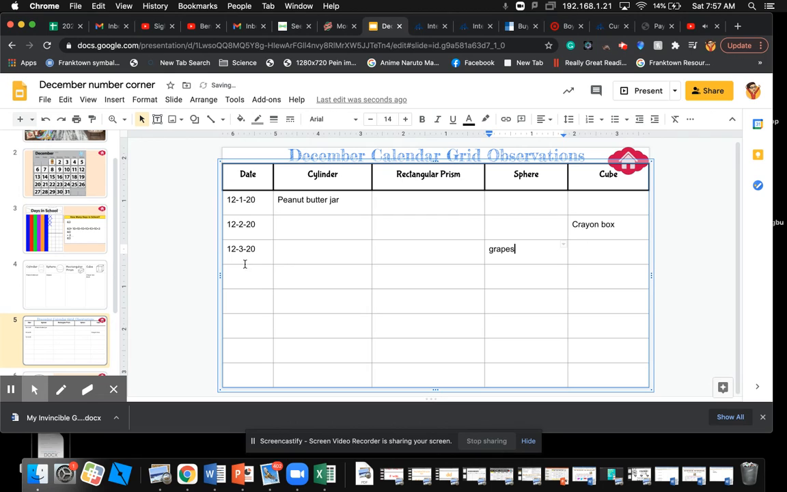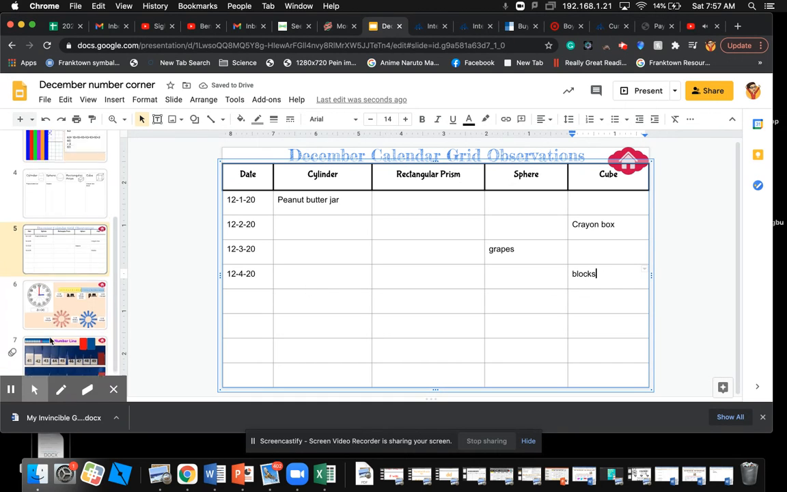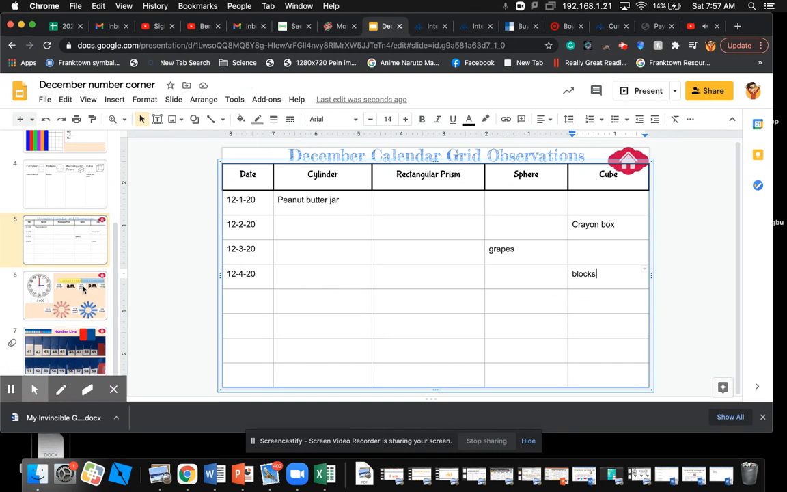Good thing we noticed, right? That's okay because sometimes mathematicians revise their thinking. That means change their thinking when they notice something does not look right. So I revised my thinking and I moved grapes to the shape of a sphere so that today I can put 12-4-20, and it is a block which was the same shape as my crayon box that was a cube. So I'm going to put blocks for the 4th. Now everything looks right. All right. Thank you for helping me revise that, friends.